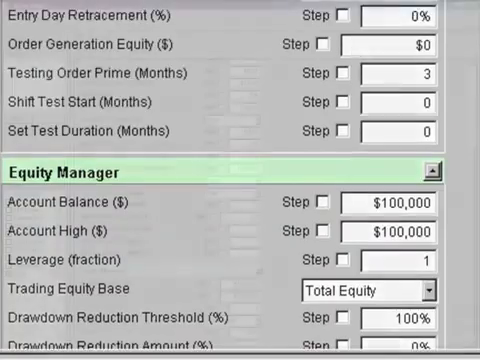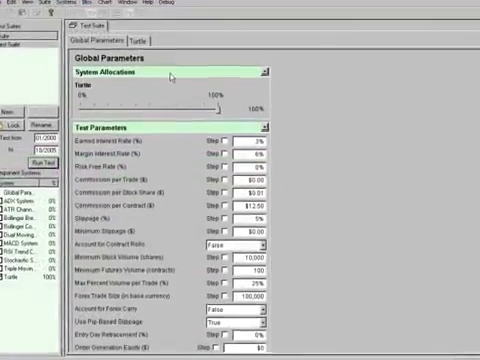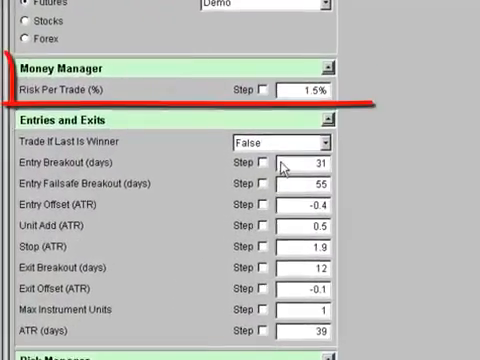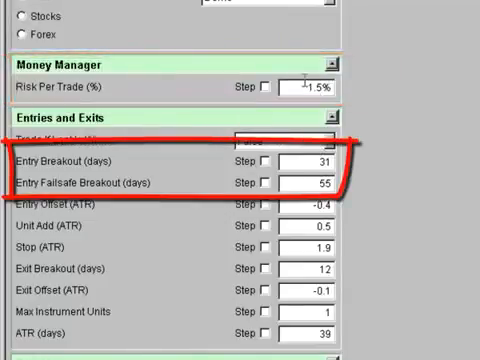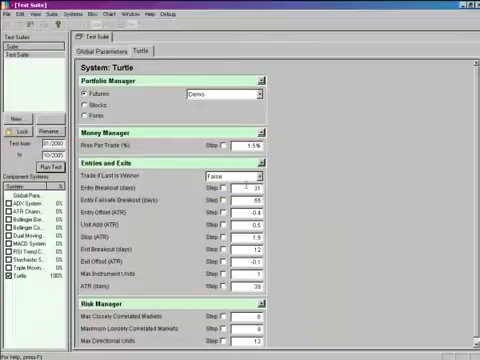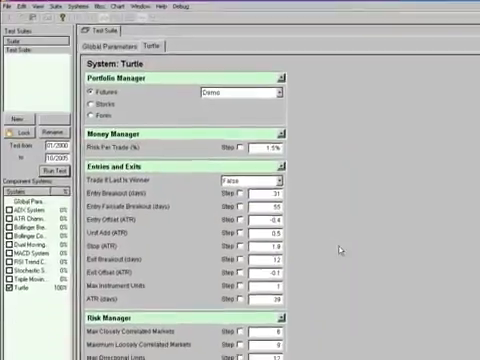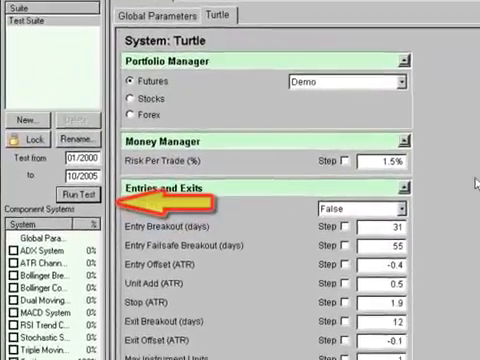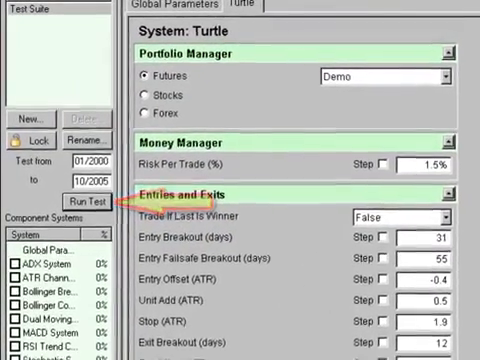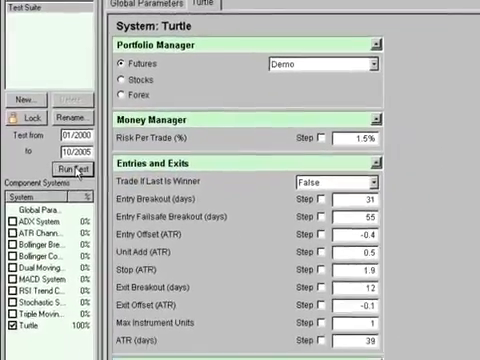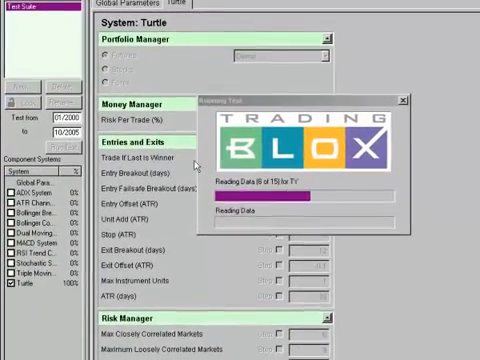So the Turtle system is all set up to run. We've got some parameters set up. We are indicating our equity risk per trade, and we're setting up our entry and exit breakouts and our correlation manager settings. We can now run this system by hitting the Run Test button, and we can immediately load all the data for all these instruments and run this test and see what the results are.